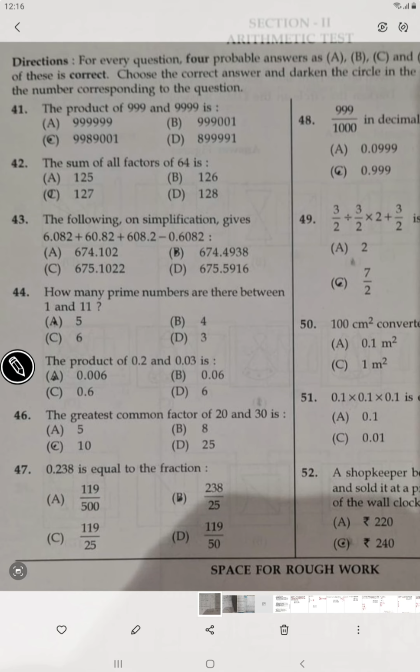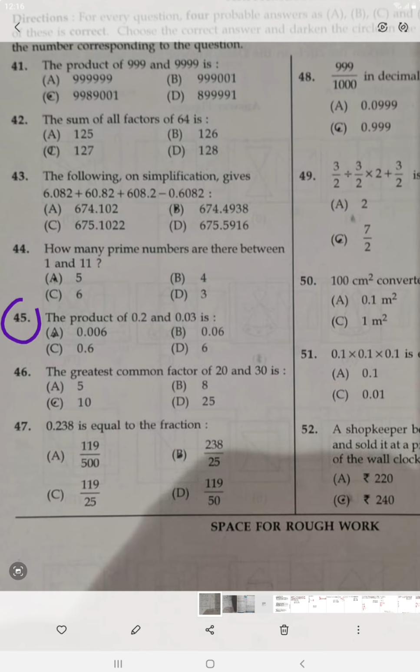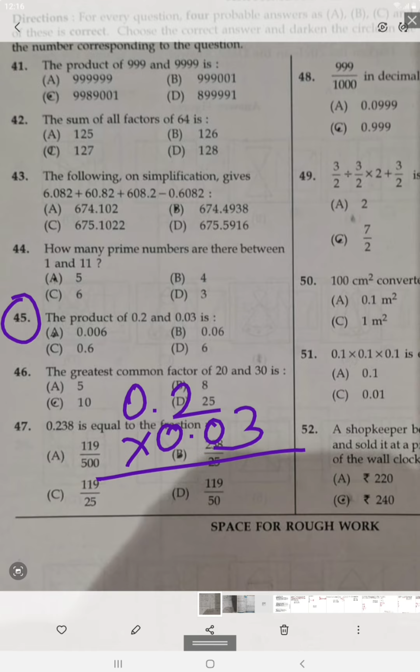Let us move on to question number 45. What will be the product of 0.2 into 0.03? Here you just have to multiply 2 and 3, that is 6, and count the numbers after the decimal point. Here 1 and here 2, so 3. That means after the decimal point there are 3 places including 6, so it is 0.006. That is A, the right answer.